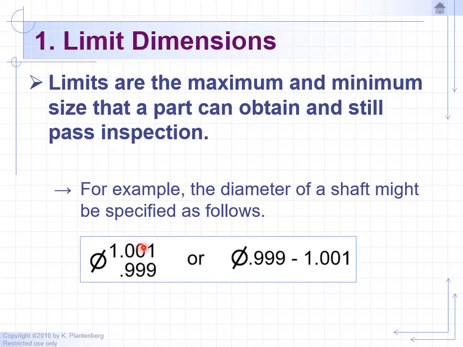And again, this is the way we list limits. We just list the max and the minimum in a vertical fashion, the max on top, minimum on the bottom. Or you can also do it horizontally, but you call out the minimum first and the maximum second. So you're saying diameter acceptable from 0.999 up to 1.001 in diameter.